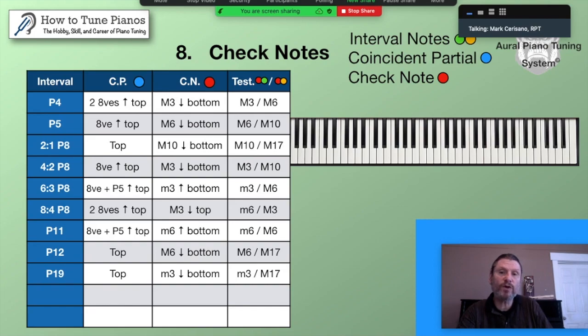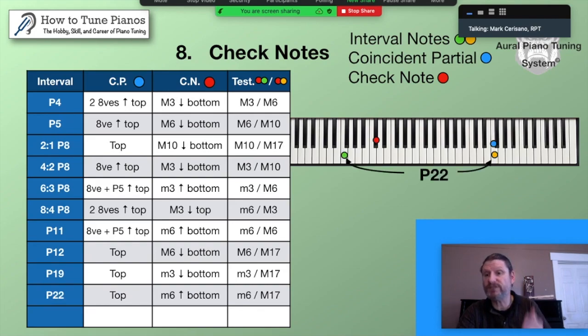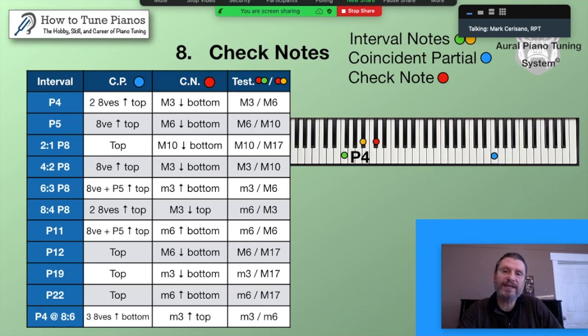And then we have 2 more that I want to talk about. The 22nd, which is 3 octaves. Again, the coincident partial is the top note, and the check note is a minor sixth above the bottom. And finally, this one, which is a nice interval that is produced when we use this system, the Go Ape oral piano tuning system. That's the perfect fourth. That's pure at the second coincident partial. So that coincident partial is 3 octaves above the bottom note.